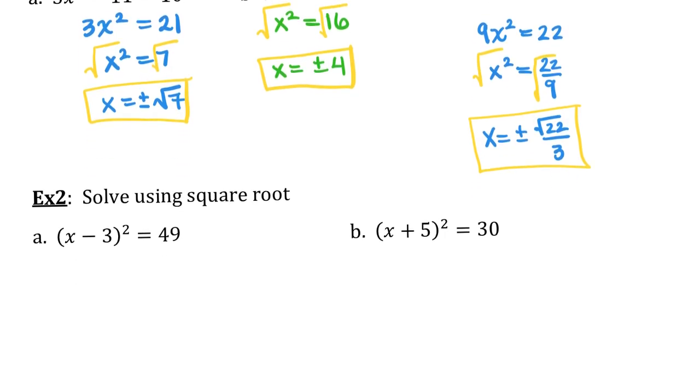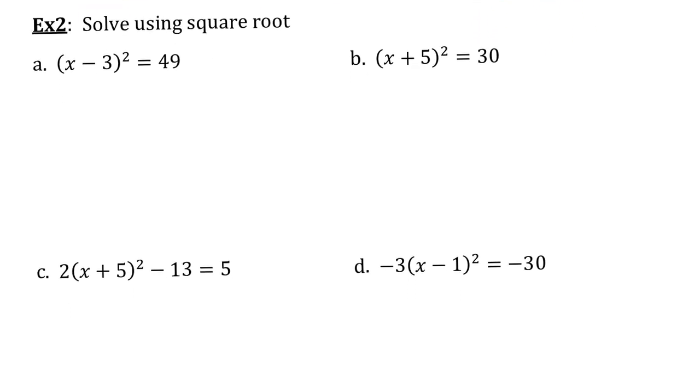Now let's try the next example. We're still using square root, but now the squared is applying to a parenthesis. Okay, now you cannot distribute a squared. You would have to use FOIL and distribute the whole thing out. So I can't add the 3 either because it's trapped inside the parentheses. So I need to cancel the squared. To cancel the squared, I square root it. This square root cancels out the squared.